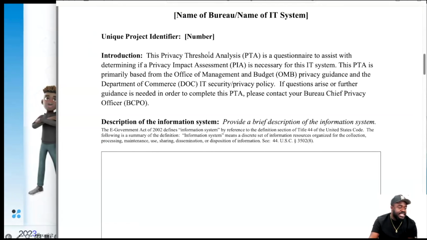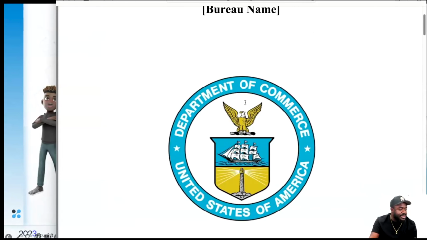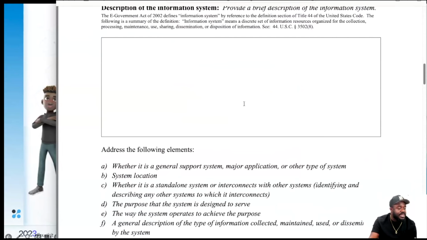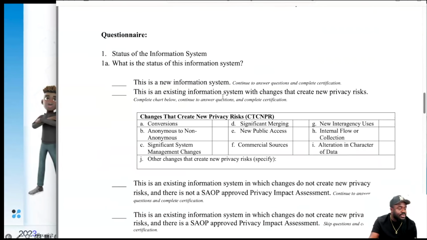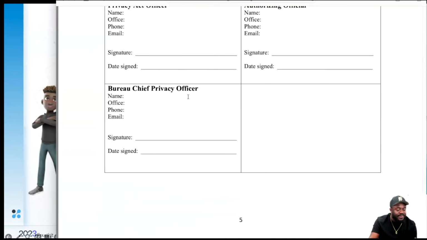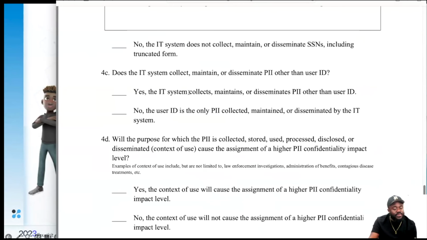What is a PTA? It says that it's a questionnaire to assist with identifying if a PIA is necessary. Introduction. Then you can go ahead. It is a PTA also. Then there is the status. What is the status? Then you fill this out. Then after they do their review, they certify it.